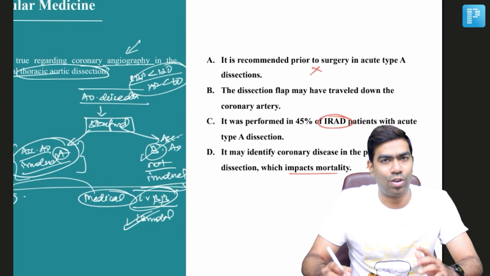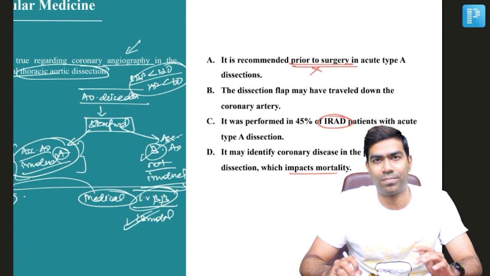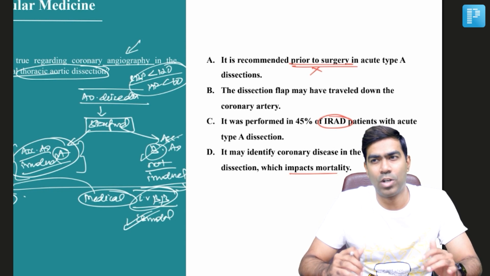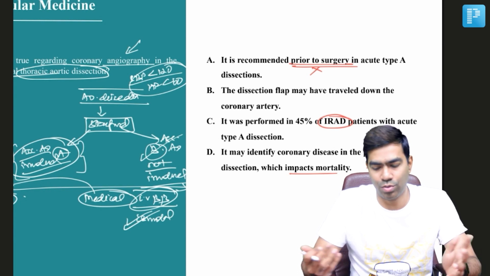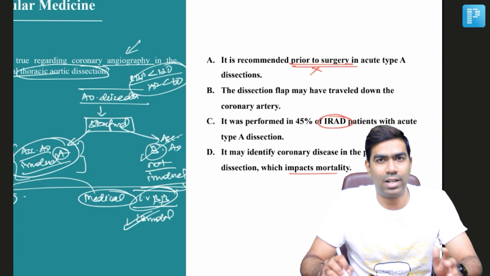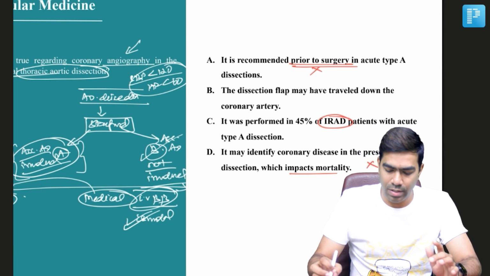And option A is also wrong because it's not recommended prior to surgery. It's only going to waste time. So go for surgery. That's more important. Maybe you can assess the coronary vessels during the operation itself by doing probably an intra-op TEE, or probably intracardiac echo you can do. So you can assess the coronaries at that time. So no need to do a separate coronary angiography. It's going to only kill time.